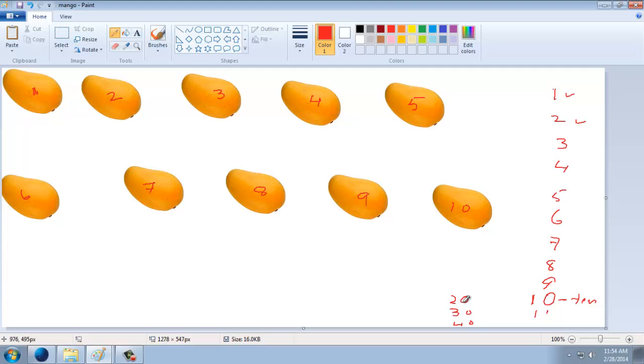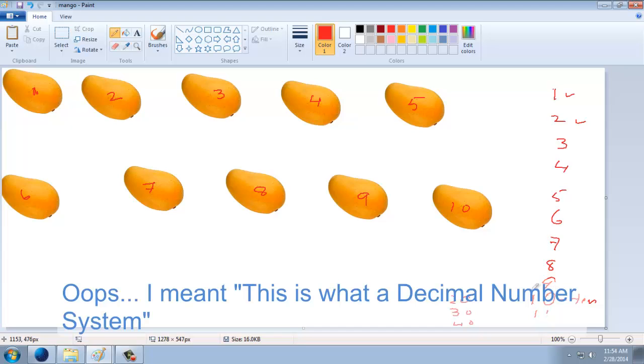Okay, this concept is clear, right? So the decimal number system is a number system which is based on 10. Keep on repeating it. Once we reach 9, we don't have a character to represent 10. So what we will do, we'll keep a 1 here and use 0 here to represent the number 10 there. This is what a decimal number system is.